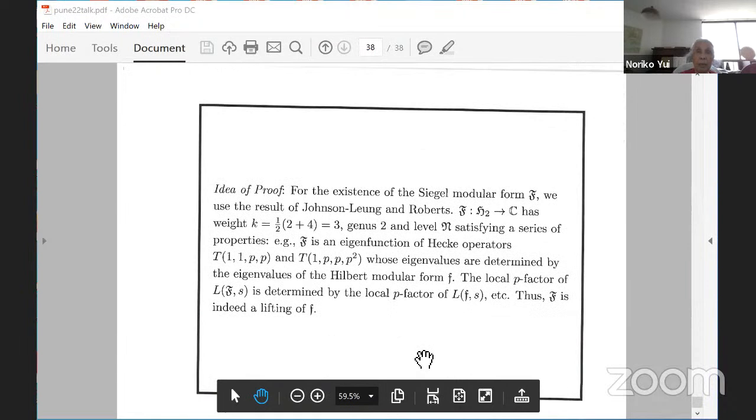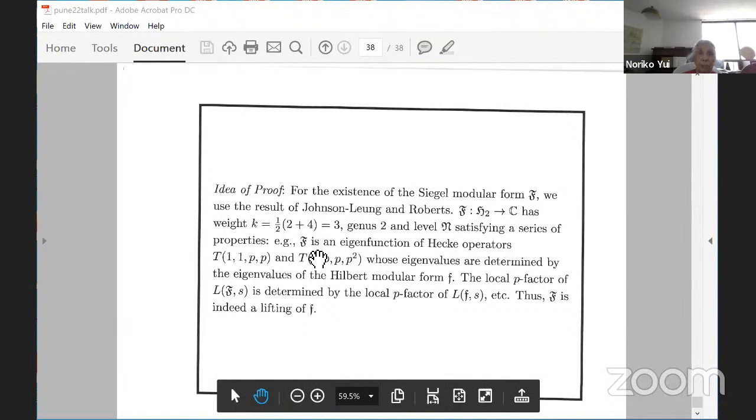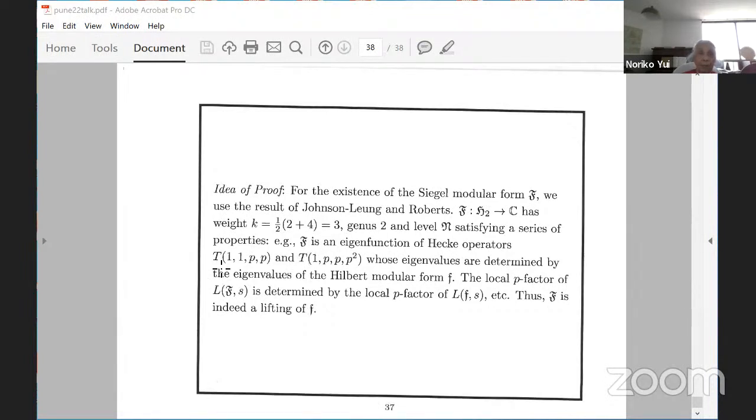So the idea of how this was obtained is the existence of a Siegel modular form F. We use the result of Johnson-Leung, Roberts, and Roin. They lift. There is a Siegel modular form F of weight k, in this case 3, genus 2, and level N, satisfying a series of conditions, which I didn't put down everything. One of them is that F is an eigenfunction of these Hecke operators T 1 1 P, P 1 P P squared. And then these eigenvalues you can compute using Hilbert modular forms.